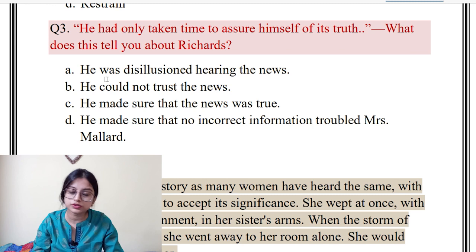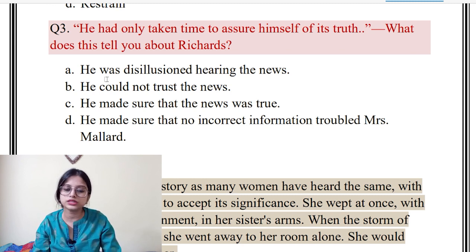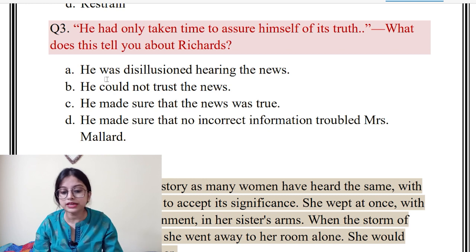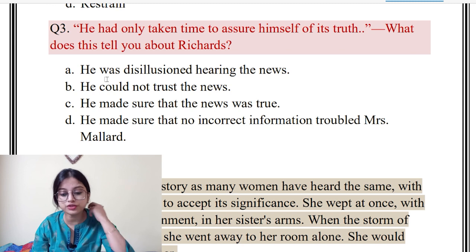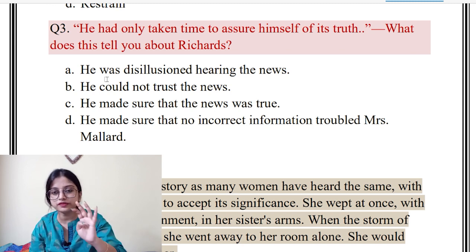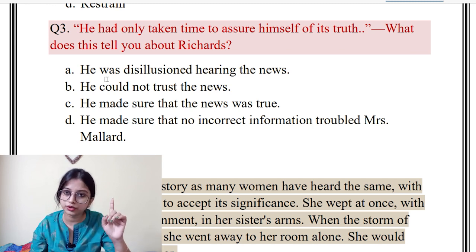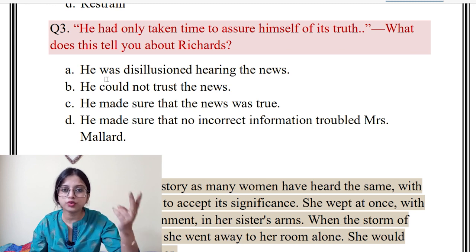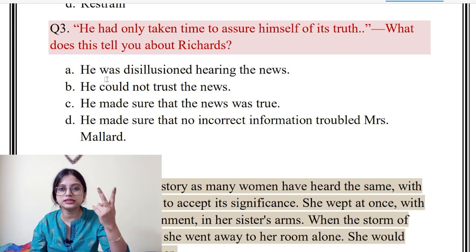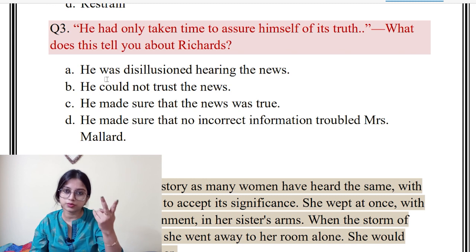So the first option is he was disillusioned hearing the news. He could not trust the news. He made sure that the news was true. He made sure that no incorrect information troubled Mrs. Mallard. Now, what we will do is again, like I told you, we will try to eliminate the wrong option. Then we will find out which one is the best among the 2 or 3 options which are correct.